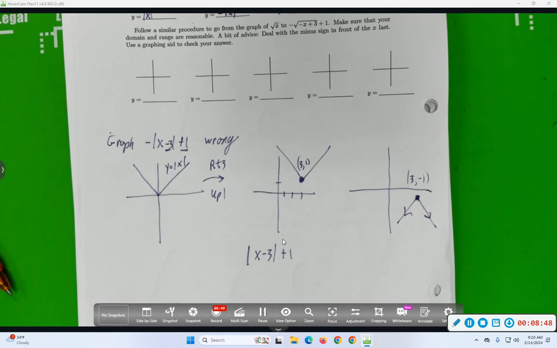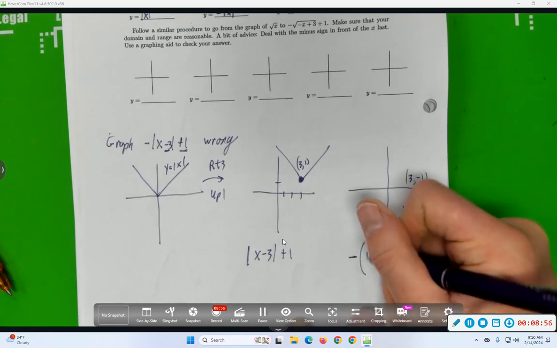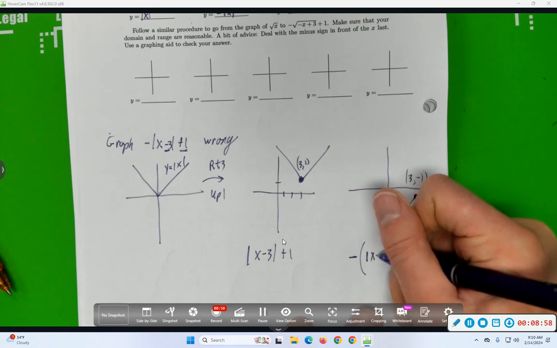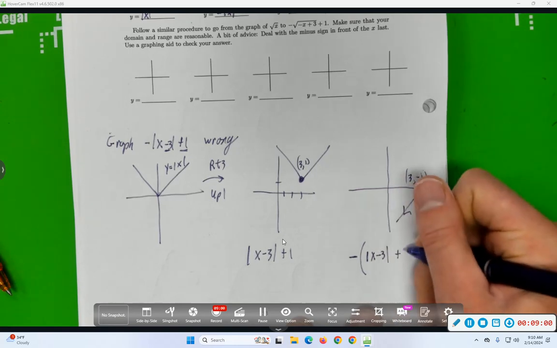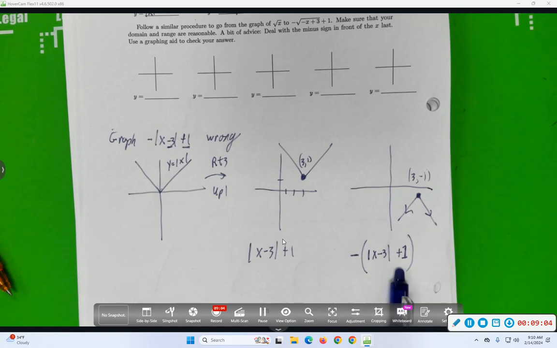Oh, cool, that doesn't look like the same graph as we got before, does it? And in fact, we can see exactly what this did. This results in multiplying the whole function by negative 1: negative absolute x minus 3 plus 1. So we just have an extra negative sign in front of the 1.